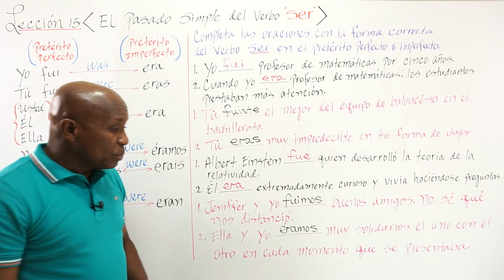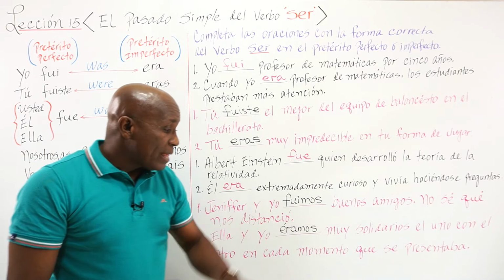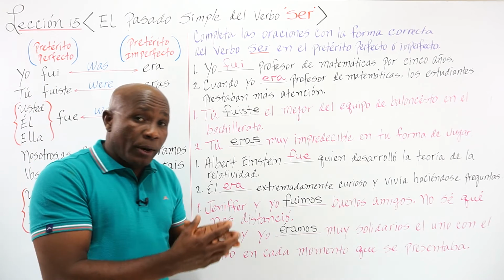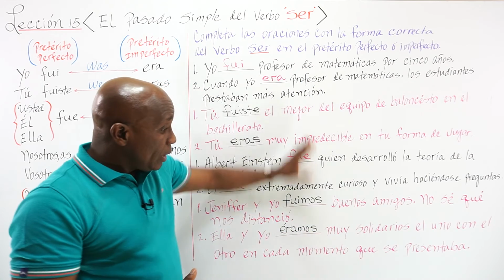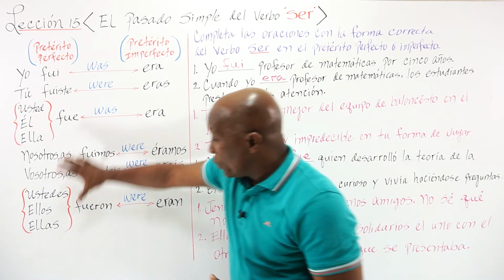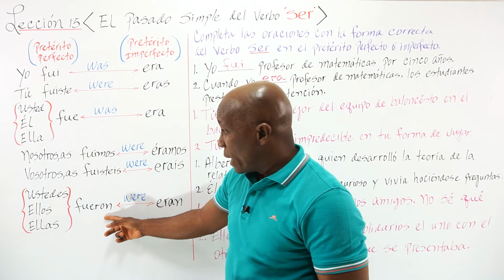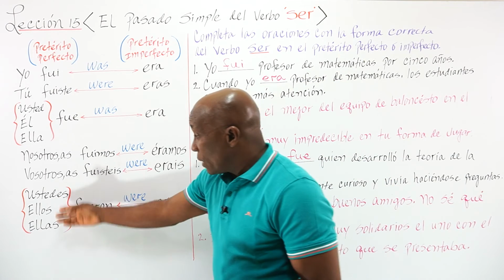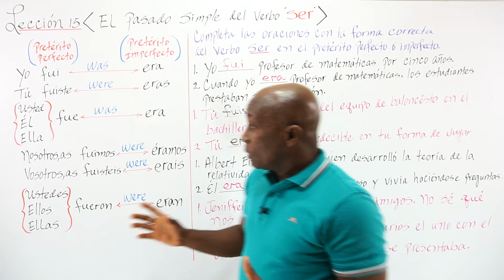So, ella y yo éramos muy solidarios, el uno con el otro, con cada momento que se presentaba. She and I were very supportive of one another at every moment that a situation presented itself. So, my dear friends, my dear students, you can do the same with all the other pronouns right here. Ustedes fueron, vosotros fuisteis o erais, ustedes, ellos y ellas fueron o eran.